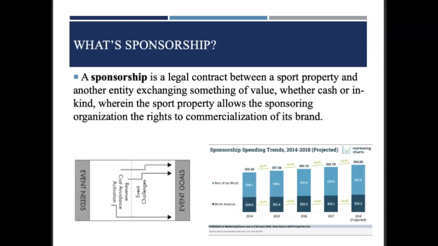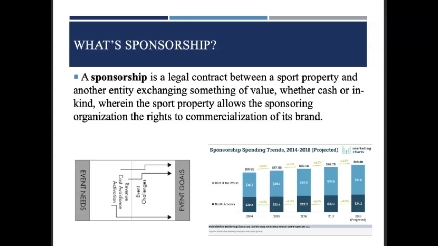So for the exchange theory, talking about these two different parties, sponsor and sponsee, they both agree on exchanging some things, and they believe the things they have been exchanging are identical in terms of the values. So for the event, what we are able to provide to a sponsor is the opportunity to promote their product, promote their brands, promote their service, and also give them some other benefits, right?